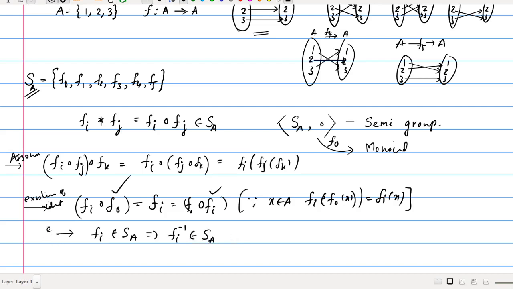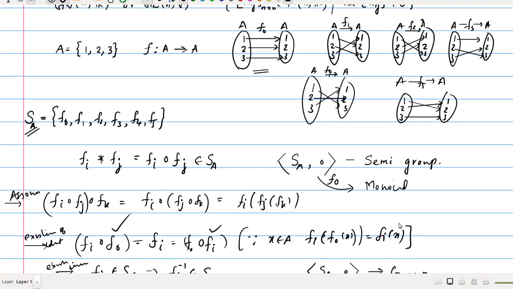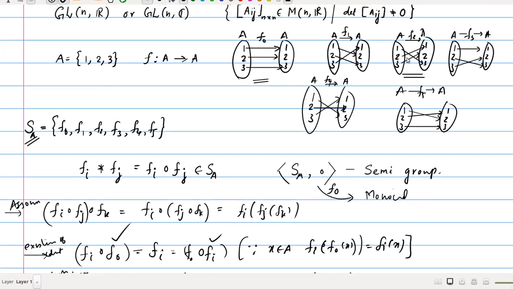Okay, so because of this reason, we can say that this is an algebraic structure along with the existence of inverse elements. Each element of S_A possesses an inverse corresponding to that composition, because this is one-one and onto. So therefore we can consider this S_A along with the composition as having the structure of a group. Okay, for example, if you consider this f2, then what is the inverse of this?